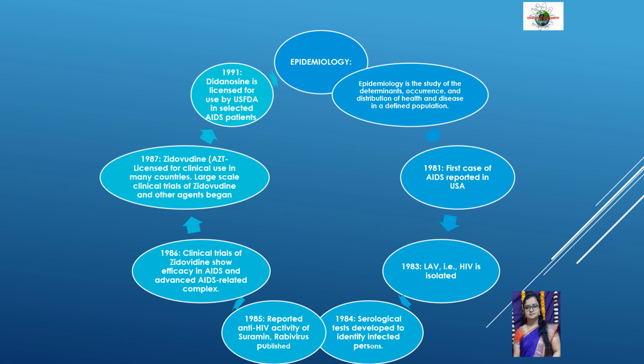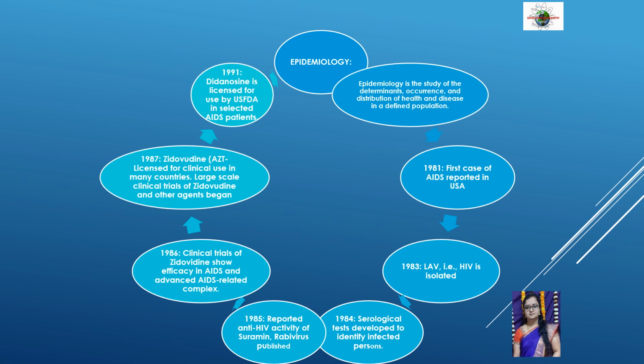As we already discussed, epidemiology means taking a particular area and identifying how many are infected in that region. Coming to AIDS epidemiology, the first case was identified in the USA in 1981. In 1983, the HIV virus was isolated from a person, and in 1984, tests were developed to identify infected persons. In 1985, the anti-HIV activity of suramin was published.